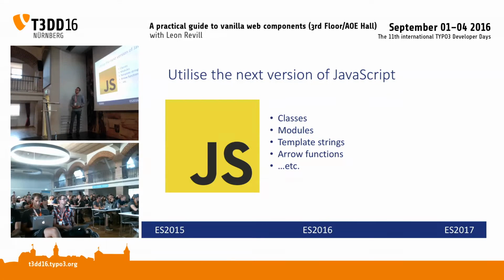We'll do that by utilizing the next version of JavaScript. Currently, all browsers support ES5, which is the current version of JavaScript. With the next version of JavaScript, that's ECMAScript 2015, 2016, and 2017, we get some additional benefits that make building web components a lot easier and generally make writing JavaScript a lot nicer. Some of these benefits are classes, modules, template strings, arrow functions, etc. We'll be using some of these to build the two components in a little while. And that's exactly what we're going to do, make sure we utilize the next version of JavaScript.